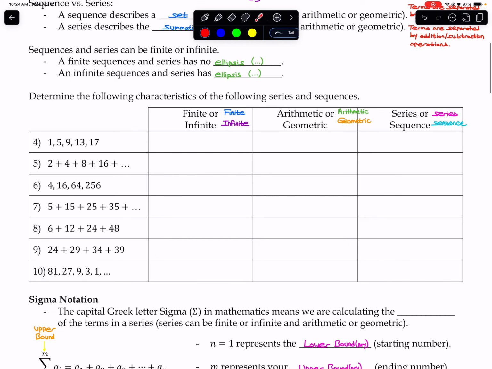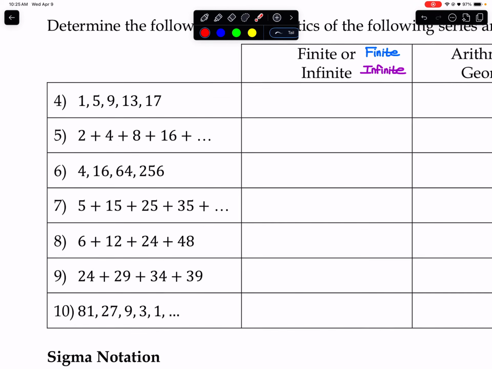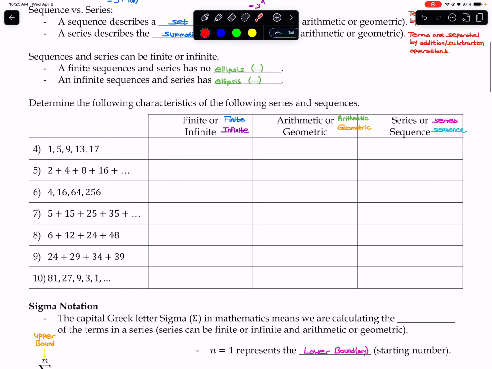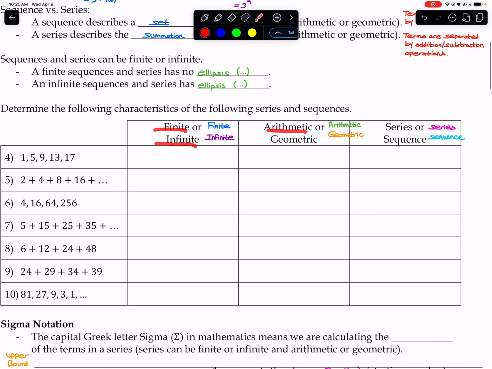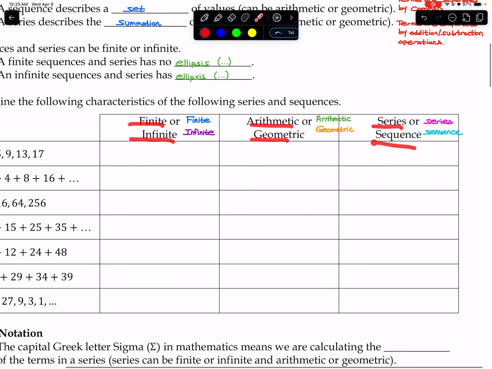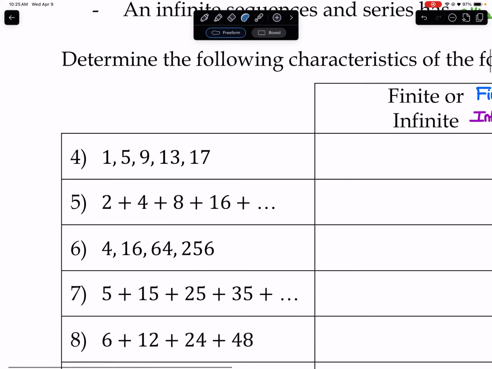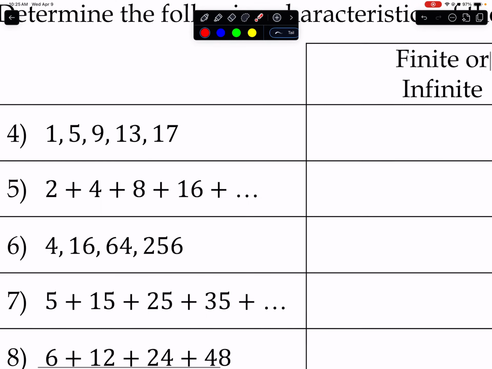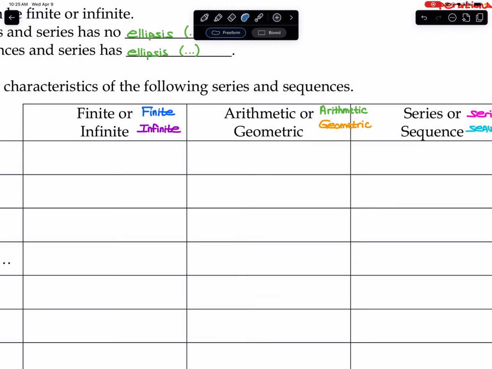So now looking at this table below, we're going to be identifying whether whatever we have over here on the left side is finite or infinite, and then we're going to determine whether it's arithmetic or geometric, and then determine whether it's going to be a series or a sequence. Looking at this very first one, I'm going from 1 to 5 to 9 to 13 to 17. To go from all these terms, first off, that's going to be plus 4, which tells me right there that it's going to be arithmetic.